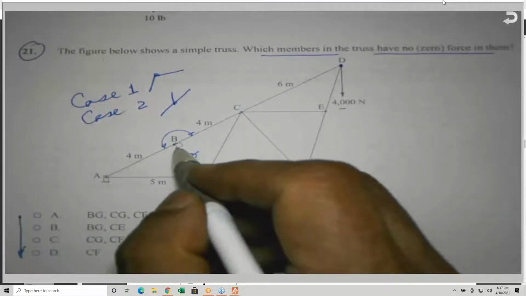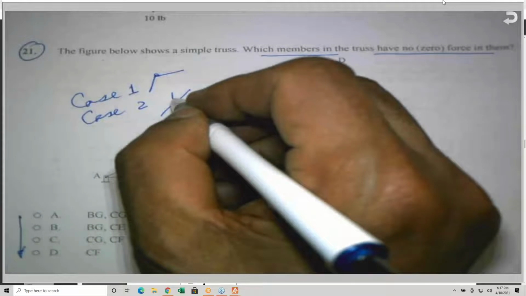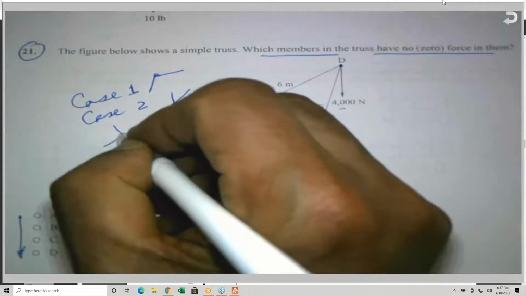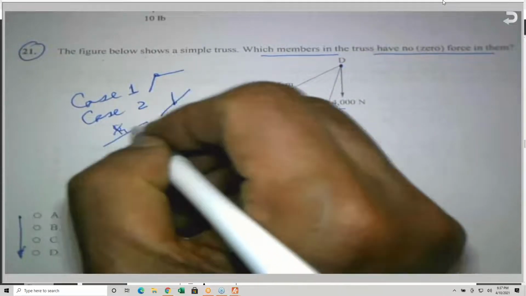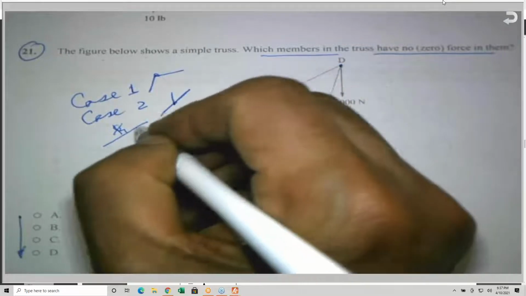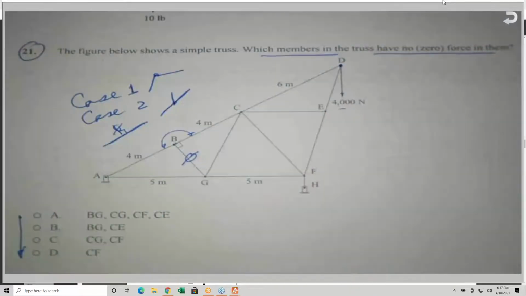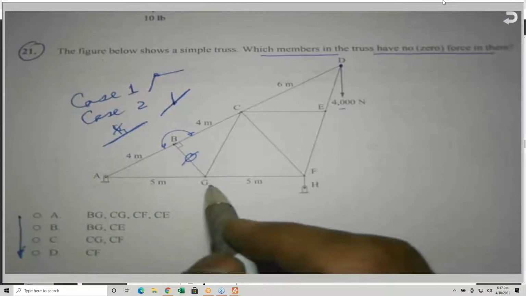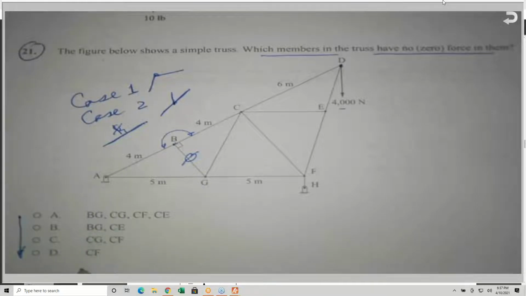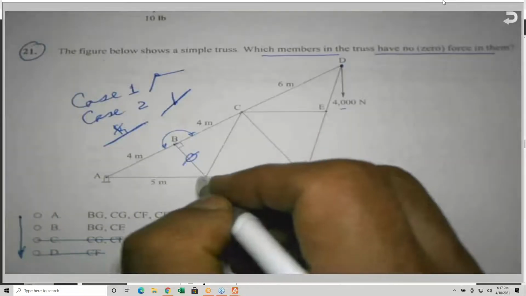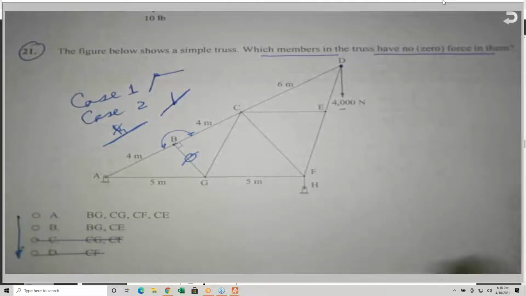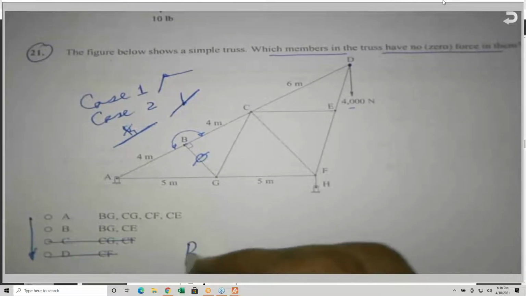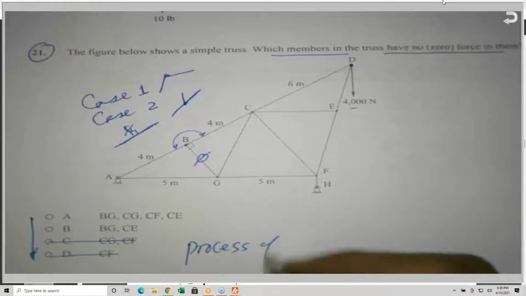It doesn't matter if this angle is 90 or not. For example, here it is not, but if I draw it that way and I draw it that way, 90 is still 0. So the angle is not necessarily the factor in this case. So I got one member, which is BG. So BG is here and BG is here. And CG, a process of elimination. Already I decided BG is a 0, so it must be answer A or B. I need you to learn the process of elimination.